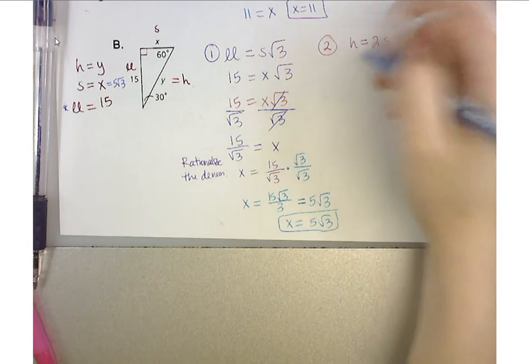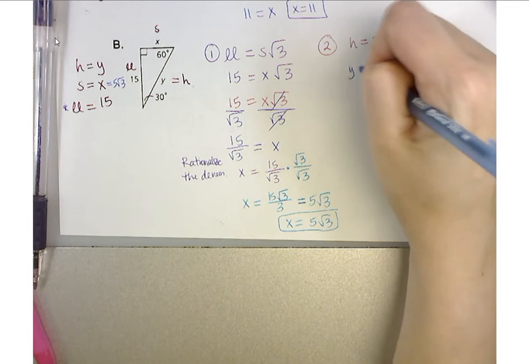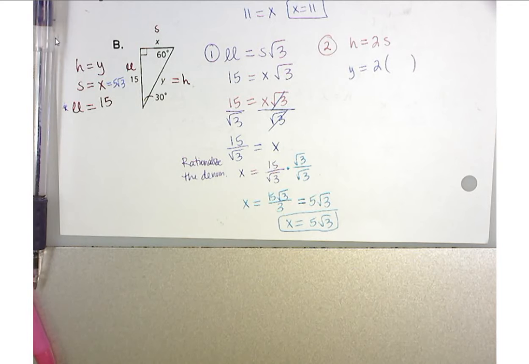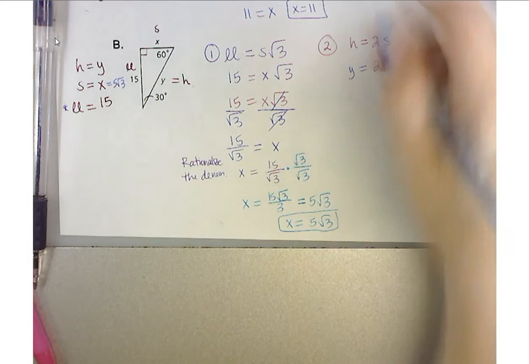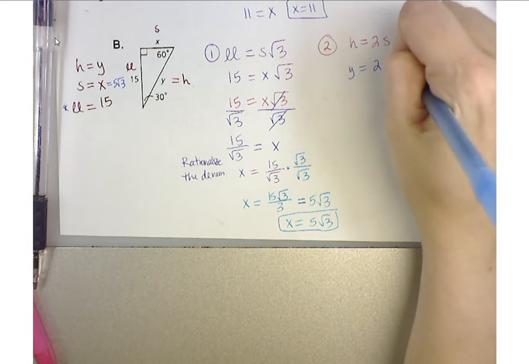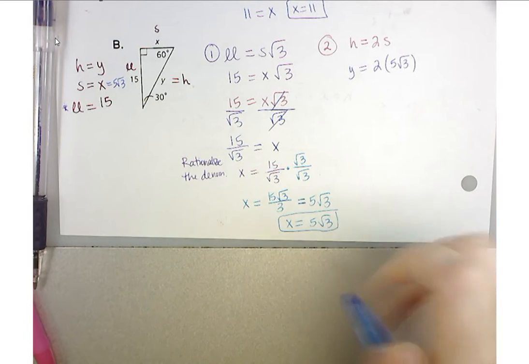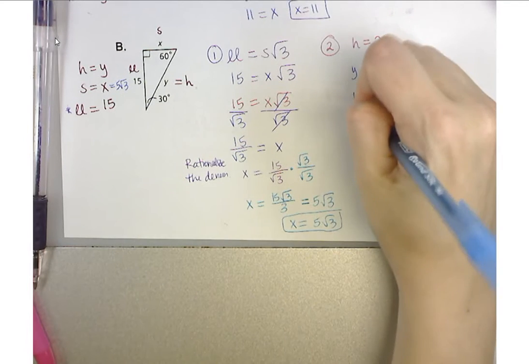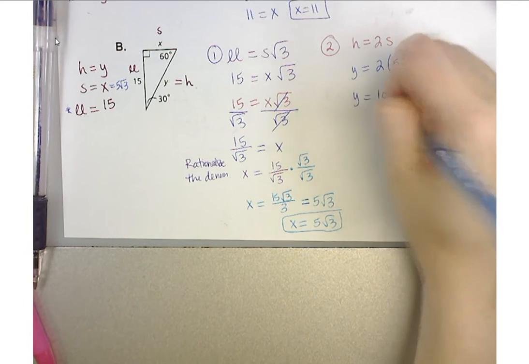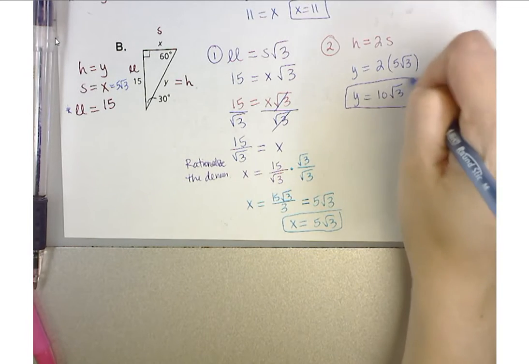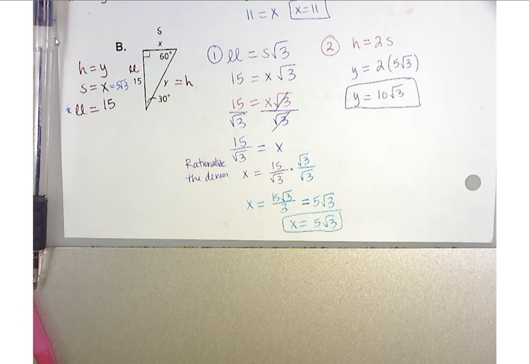So now when I plug in, I have y equals 2 times, and then when I plug this in, I usually put parentheses to show I'm going to multiply, and now I'm going to multiply 2 times 5 root 3. Okay, Joe, can you tell me what that's going to simplify to? 10 root 3. Good. Why can you multiply the 2 and the 5 here? Good. They're both outside, which is why you can multiply. If one's inside and one's outside, they can't play together.